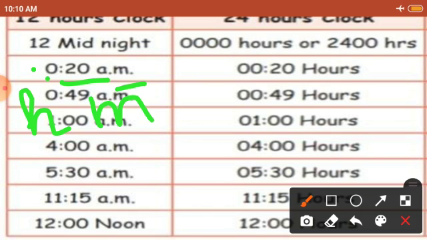When you are writing this, first thing what will you do? A 24 hours format is always written in 4 digits only. So see this hours place, you have only 0 there. So before that 0 you have to add 0. So what will you get here? First you will get 0, 0. Next you have to put the colon symbol. Next you have what? 20.